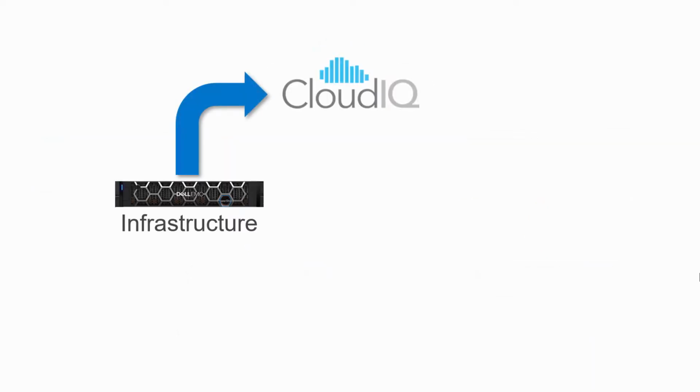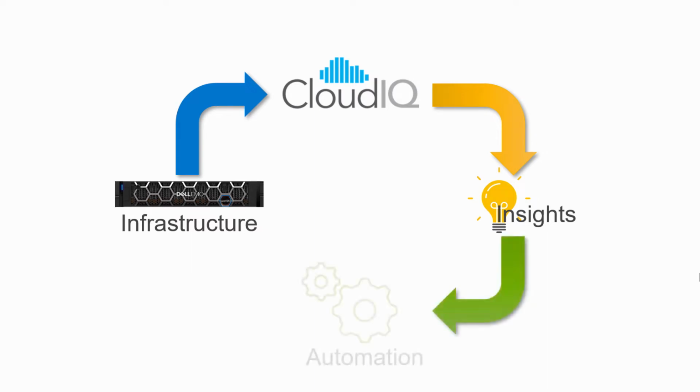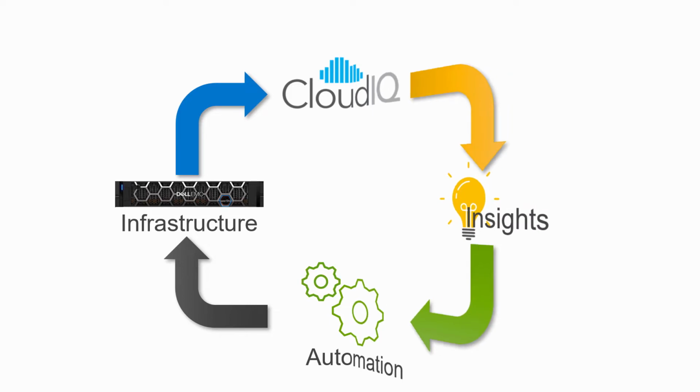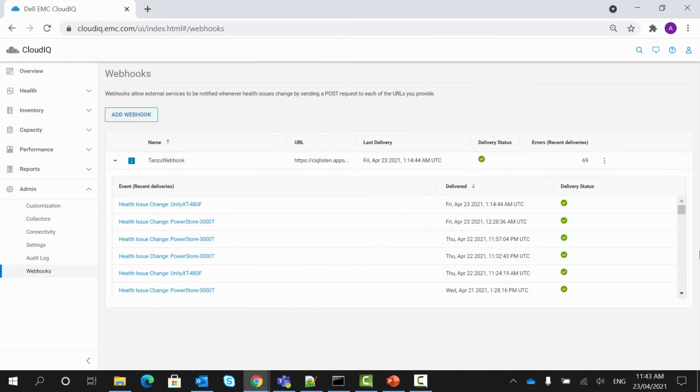CloudIQ was great at producing insights about the infrastructure, but now we can build powerful automation workflows that act upon those insights. In this demo, we will use webhooks. These are messages that CloudIQ can deliver to another application with the details of the event. Let's take a quick tour of the interface before exploring some use cases.